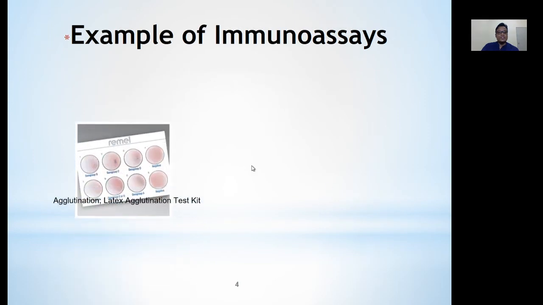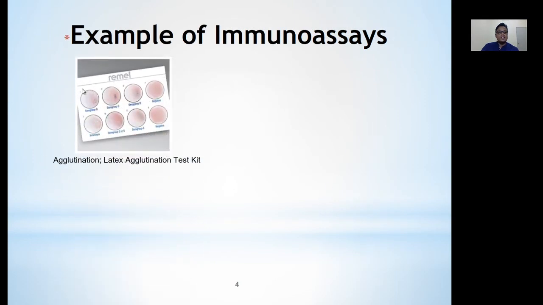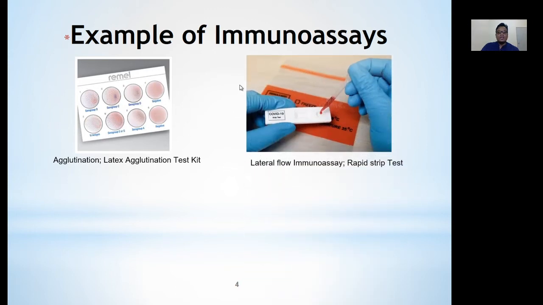Examples of immunoassays. First, we have the agglutination test. This is based on the agglutination between antigen and antibody. Here we have a card for a latex agglutination test kit. We do this test on a paper card. And here, one of the most popular lateral flow immunoassays, the rapid strip test. Here we show a COVID-19 strip test, and for this strip test, we just change the known antigen or antibody.